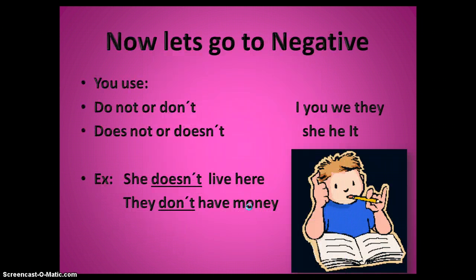So now let's go to negative. When you do a negative sentence or a negative structure, you need to know that you are going to use do not or don't, does not or doesn't. So you are going to use this auxiliary word according to the pronouns. Don't, I, you, we, they, and doesn't, she, he, it. You don't have to forget that.